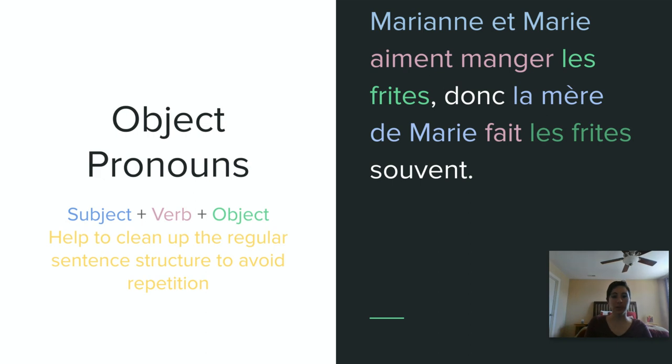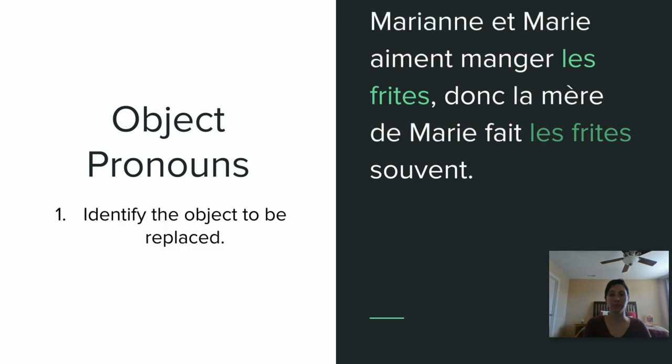So remember, object pronouns help to clean up the regular sentence structure to avoid repetition. Now, the first thing you're going to do when you are trying to use an object pronoun is identify the object to be replaced. In this sentence, you're not ever going to do this in speaking, identify the object and replace it. But this is just to get the sentence structure down.